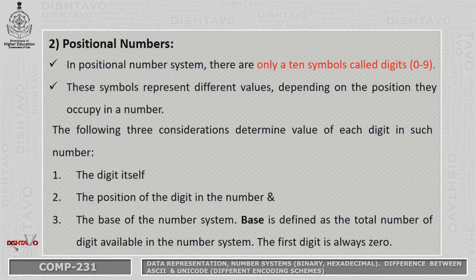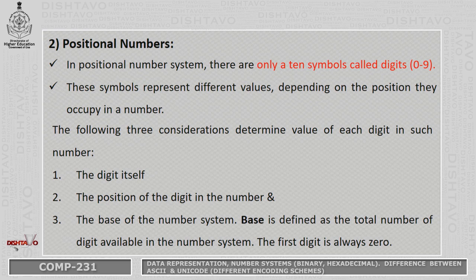Positional number systems use only 10 symbols from 0 to 9. So 0, 1 up to 9, 10 symbols are there. These symbols represent different values depending on the position they occupy in that number, either unit position, 10th position, like this. The following three considerations determine the value of each digit in the number: the digit itself, the position of that digit in the number, and the base of the number.